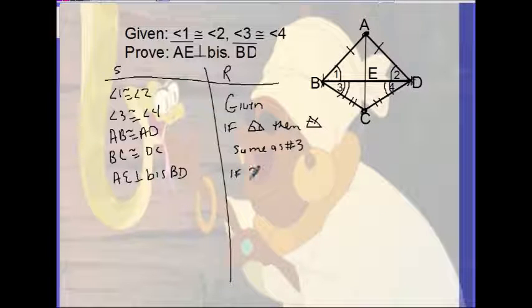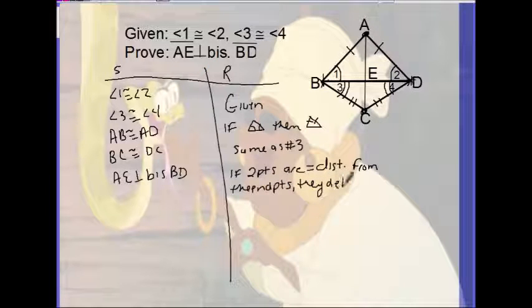If 2 points are equidistant from the endpoints of the segment, they determine the perpendicular bisector. So again, 2 endpoints, equal distance from the endpoints. Those 2 points, when you connect them, make the perpendicular bisector. E being a point on the perpendicular bisector.